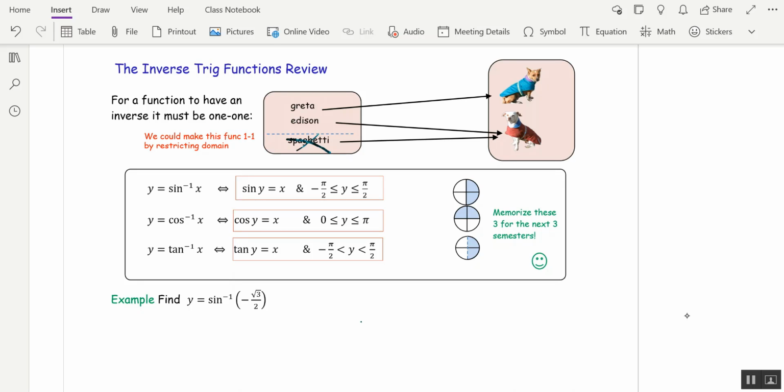So the trig functions are similar. They're highly non-one-to-one, so we restrict their domains in order to get an inverse. And what we end up with is this chart here. So let's apply this definition to the problem down here.